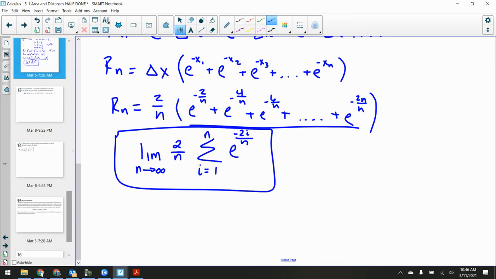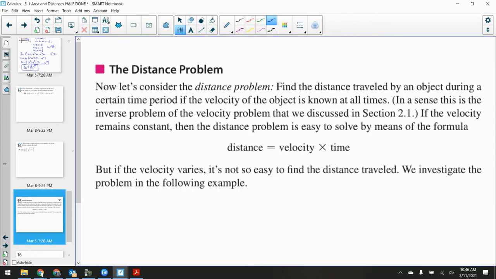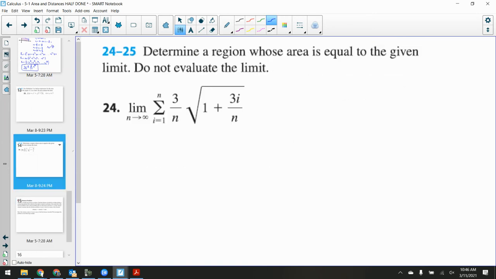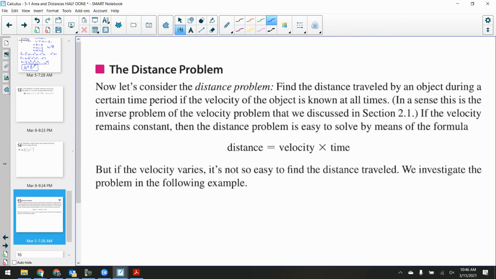Let's take a look at this problem here. I'll jump into these last two if we get time today, but I don't think we're going to. I just wanted to go over examples of homework problems. That's what I was doing here. These are just two homework problems that I put in. But I want to talk about this distance problem, because this is area and distance.